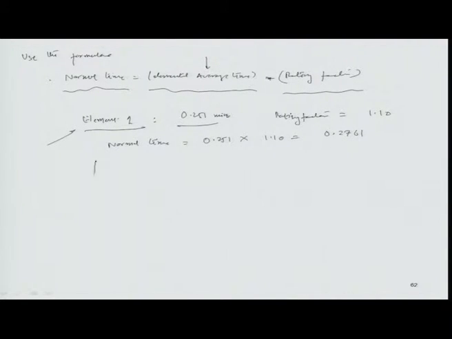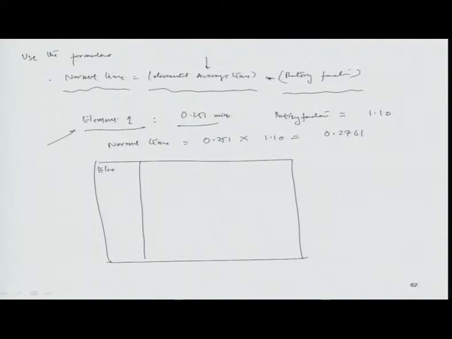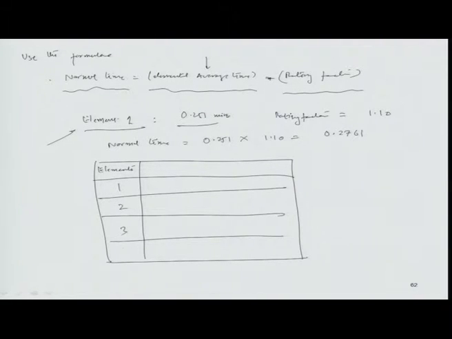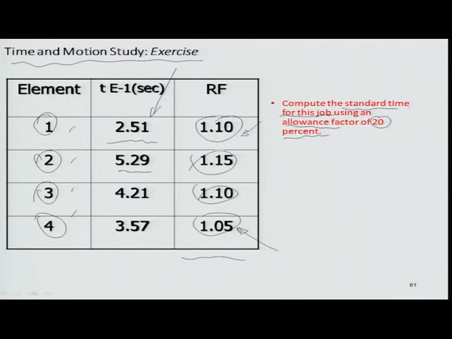Similarly, you could do it for multiple elements. I am going to make a table here which talks about the different elements. You have elements listed as 1, 2, 3, 4, so there are 4 different elements, and there are different time scales and rating factors associated. The elemental average times are written down as 0.251, let us say minutes, then 0.591, 0.421, and similarly 0.357. These are reported in this table, which gives the average time scales associated with these 4 tasks.